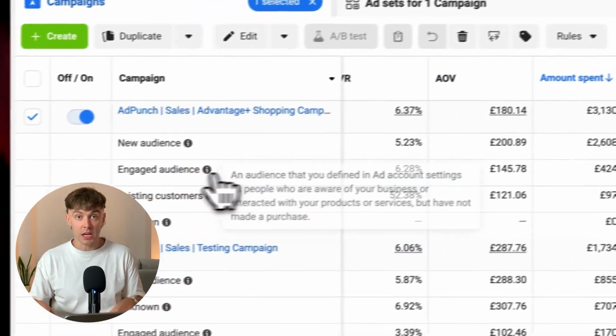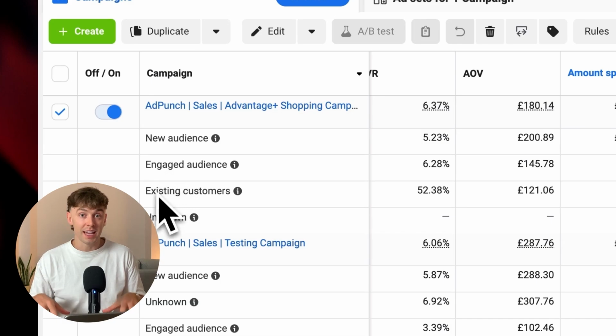These segments include new audiences, engaged audiences, and existing customers. By implementing these segments, it's really useful just for your analysis, as it just provides a more detailed insight into where your ad spend is actually going. With campaign consolidation and how broad targeting now is the norm in Meta ads, creative has actually just become your most effective method of targeting.